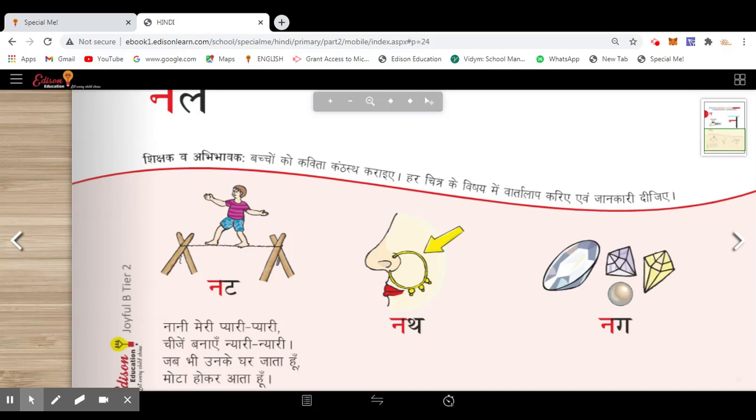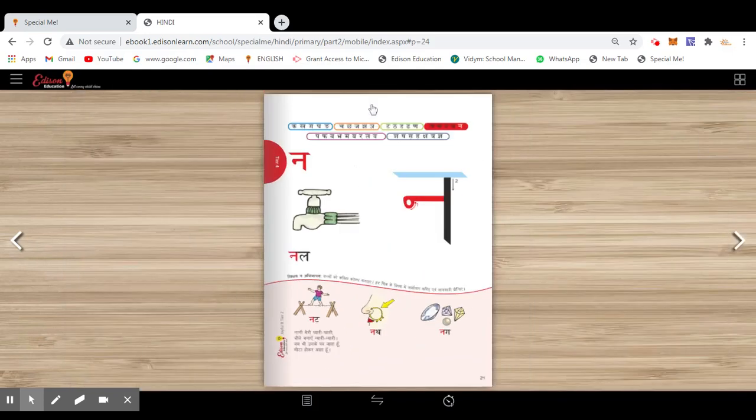नानी मेरी प्यारी प्यारी चीजें बनाए न्यारी न्यारी. जब भी उनके घर जाता हूँ मोटा होकर आता हूँ. So students, you have to revise Vyanjan na also, its vocabulary words and then its rhyme, right?